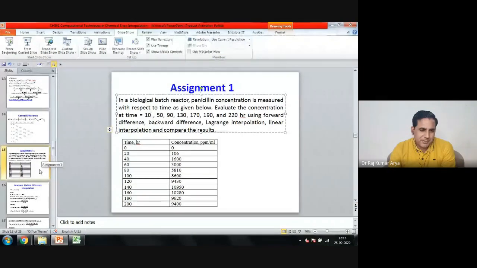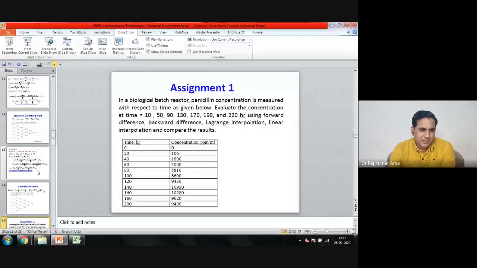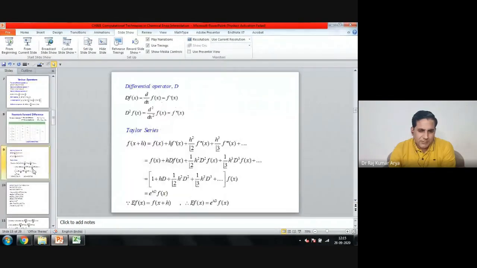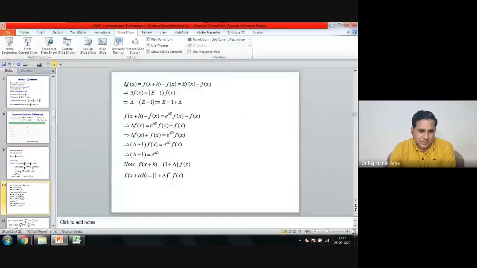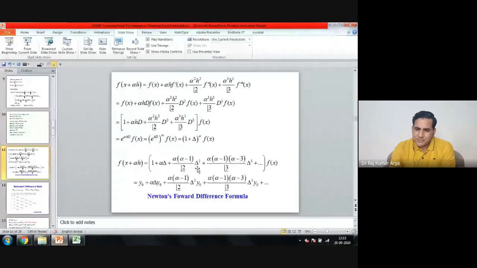Everywhere you have alpha there. If we talk about your forward difference formula, here you have y naught, no problem, and delta y naught, delta square y naught, delta cube y naught that you get from the table. The only thing you need is alpha, which needs to be calculated from here. f(x0 plus alpha h) should be equal to what?